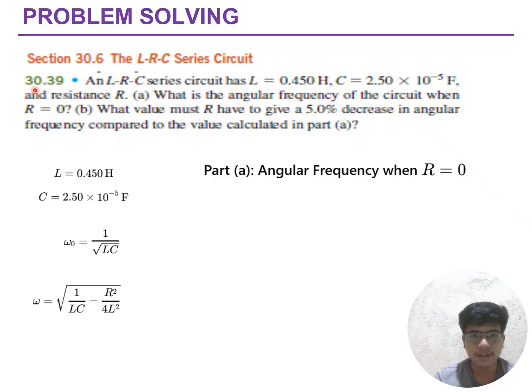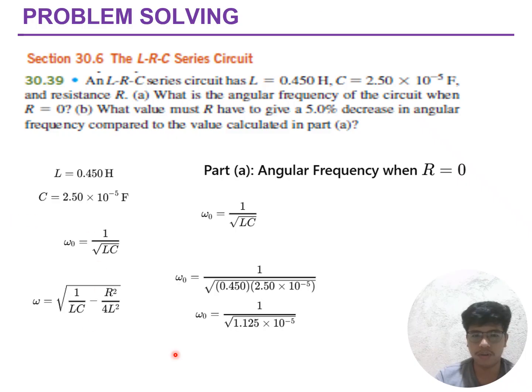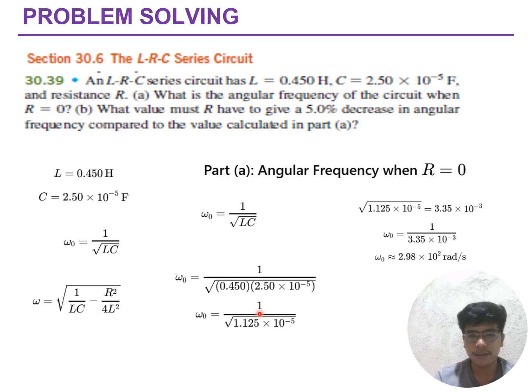Then after this, we have to write the formula. So this is our formula: omega naught is equal to 1 over the square root of LC. Then we have to substitute the values. So here are the values: 1 over the square root of 0.50 times 2.50 times 10 to the power of negative 5, which is equal to 1.25 times 10 to the power of negative 5. And after this, we need to calculate this. So as you can see, here is the result. This is the final answer.